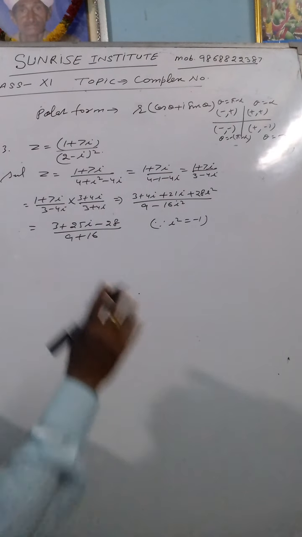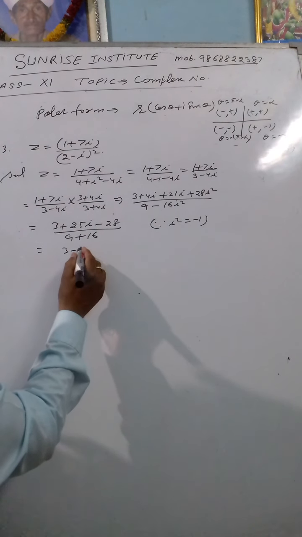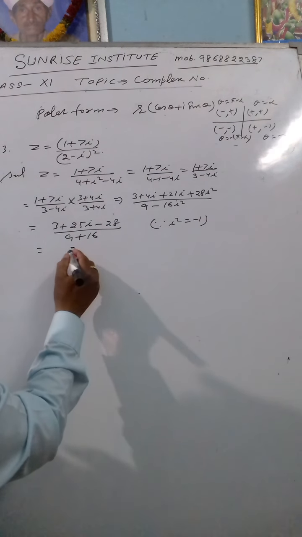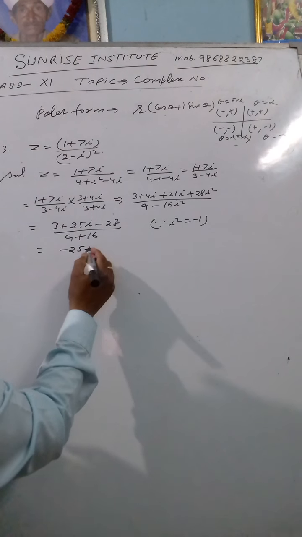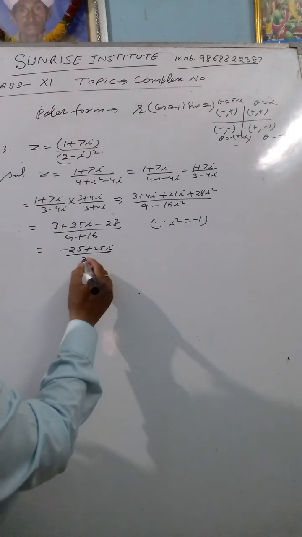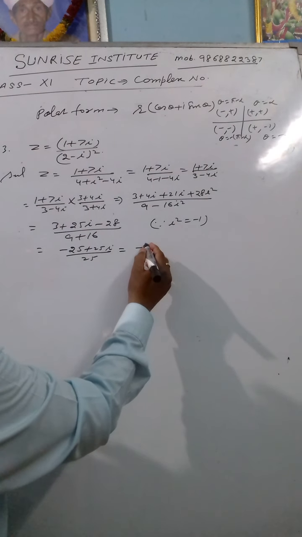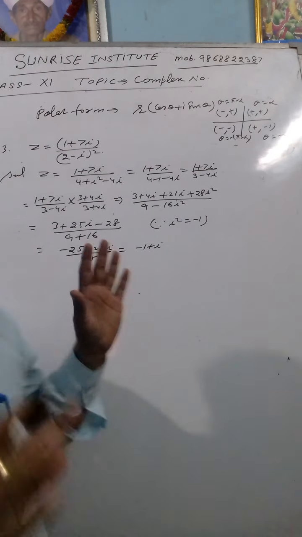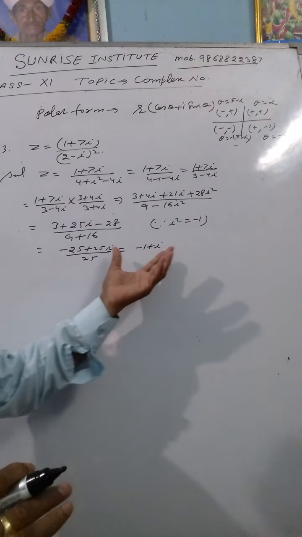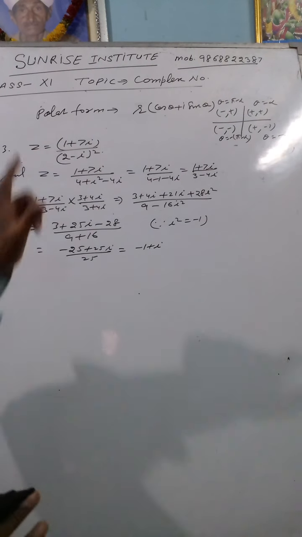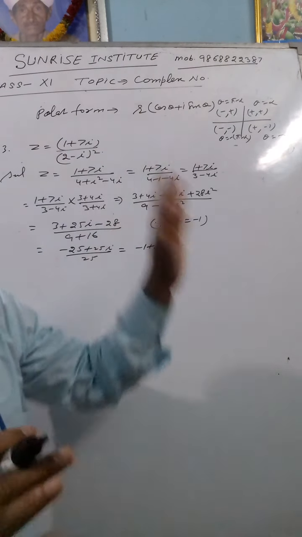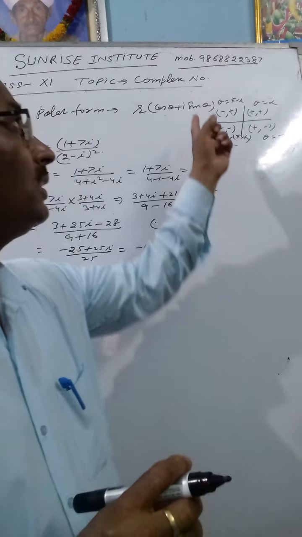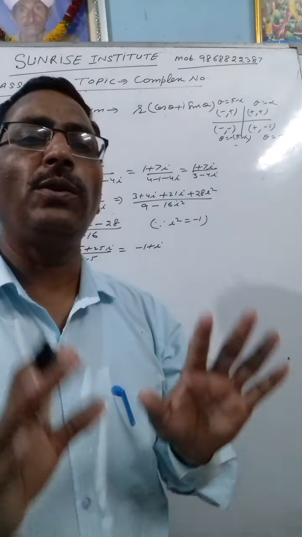Okay students, then we have 3 minus 28, that is minus 25, plus 25i upon 25. Then we have minus 1 plus i. Okay students, 25 will be cancelled. Then minus 1 plus i. Now we find r and theta, that is the argument theta.